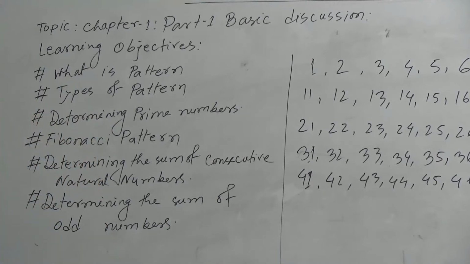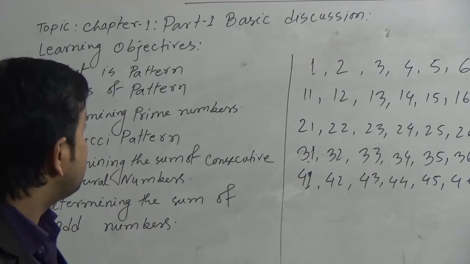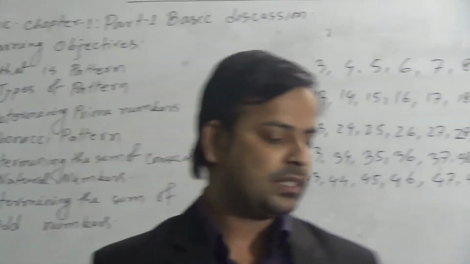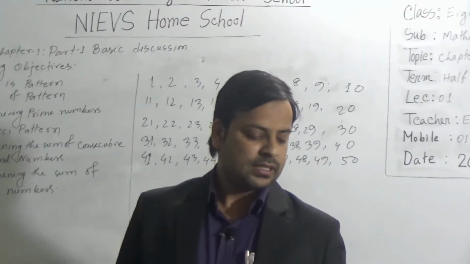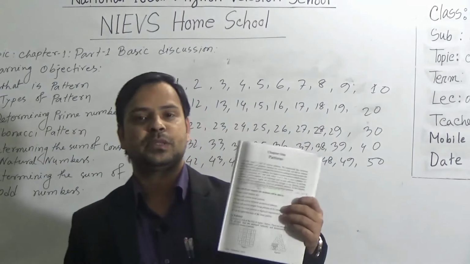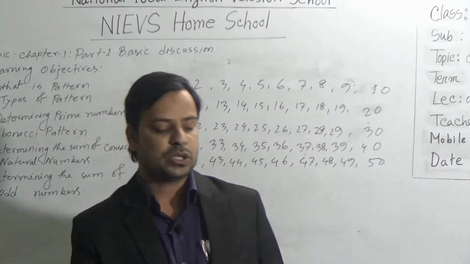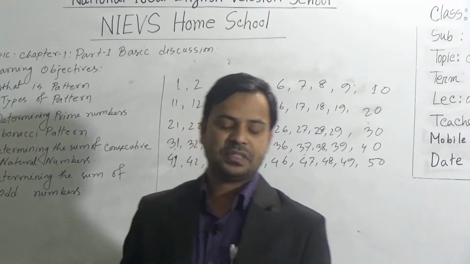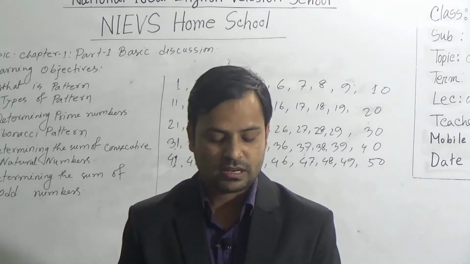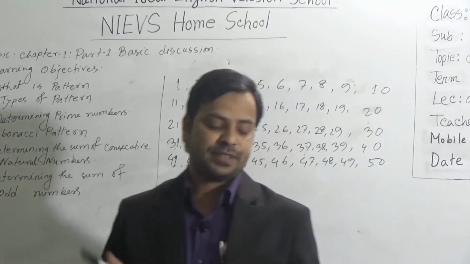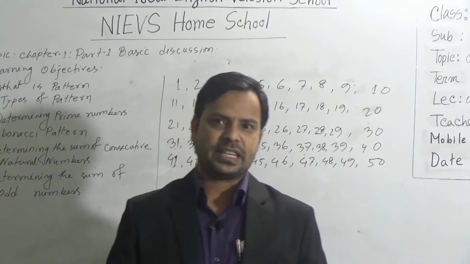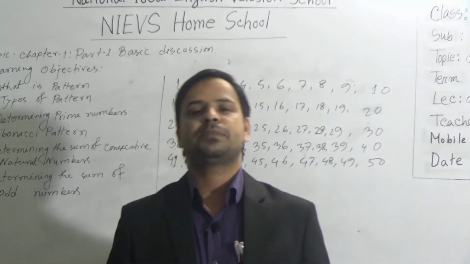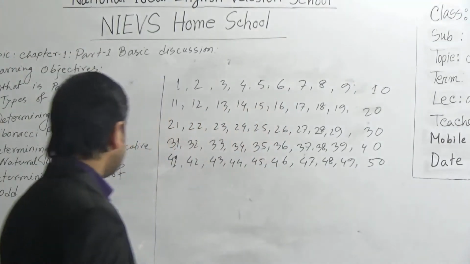Okay, dear students. As we are going to start chapter 1, at first we have to know the name of the chapter. The name of the chapter is pattern. If you have the book, you can see chapter 1. The name of the chapter is patterns. So at first you have to know what is pattern. Dear students, in real life, you see different types of things or different arrangements of different designs. These are the different patterns. So, at first, we can write the definition of pattern here.